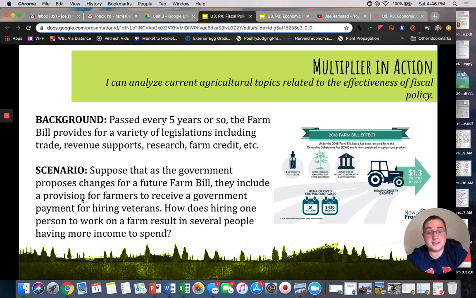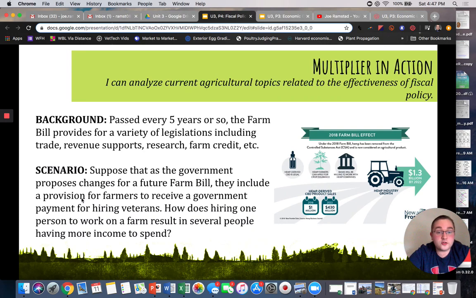So going back to this Farm Bill example, if we are hiring a veteran who otherwise would not be able to find work, and farmers receive a government payment for hiring veterans, the farmers are going to get money from the government for hiring a veteran, and the veteran, him or herself, is going to be receiving money for working on the farm. So we are putting more money in more people's pockets, because that veteran is then going to be able to go out and purchase food, or maybe get a bigger house or a better car, and so on and so forth, because they have more money, because they have a stable job.